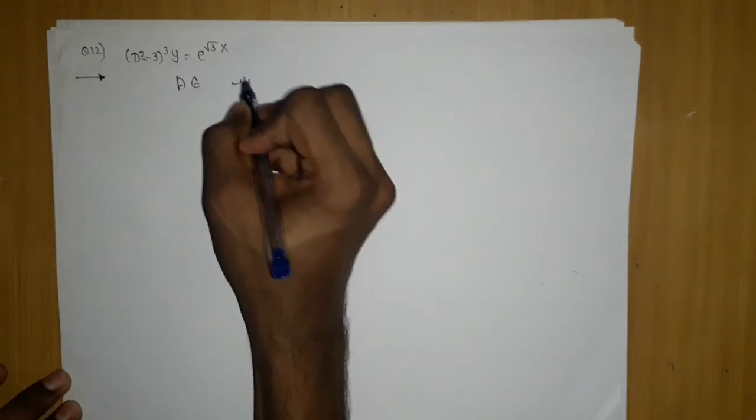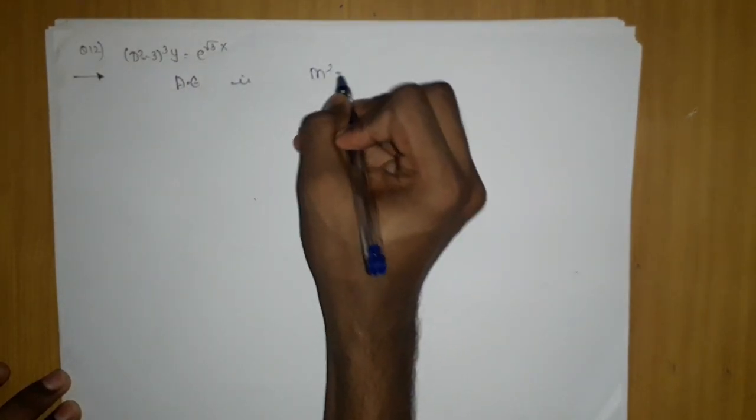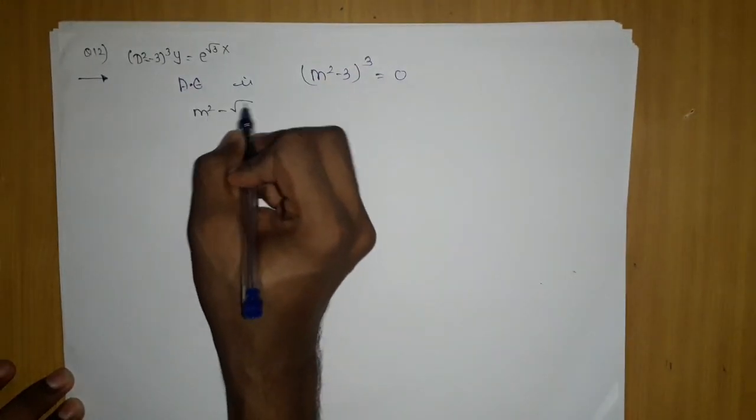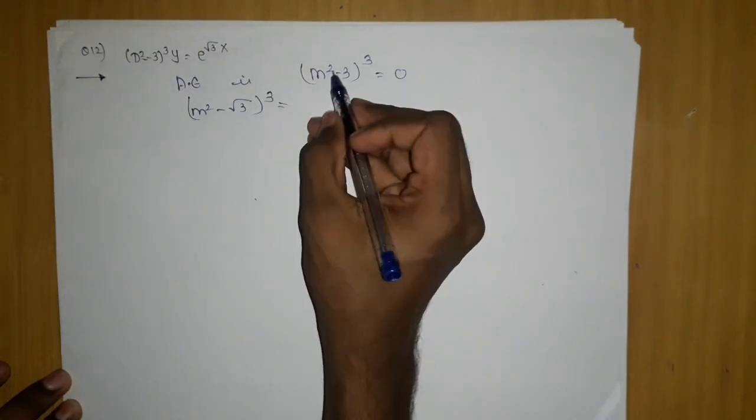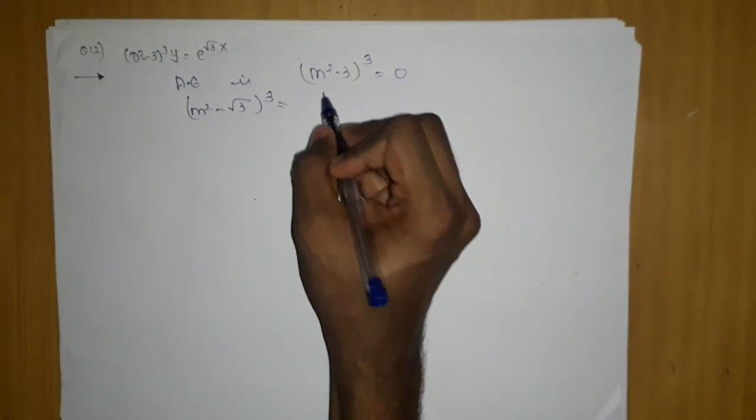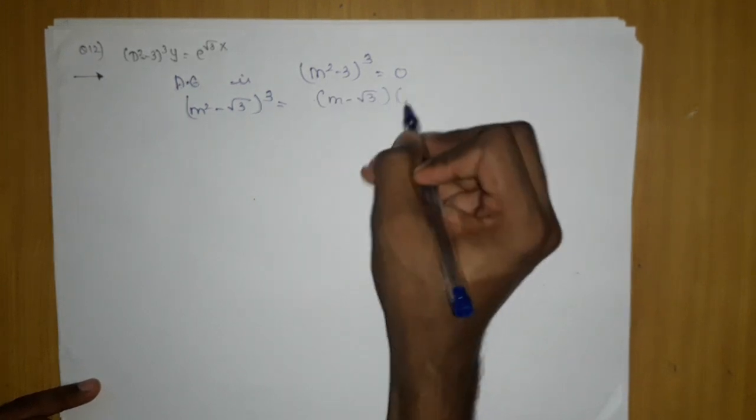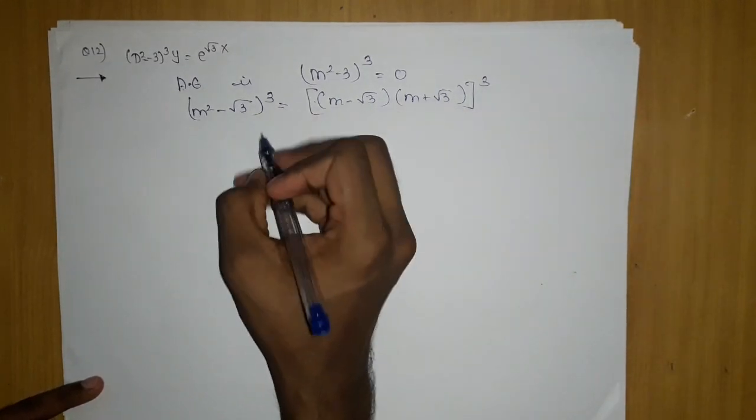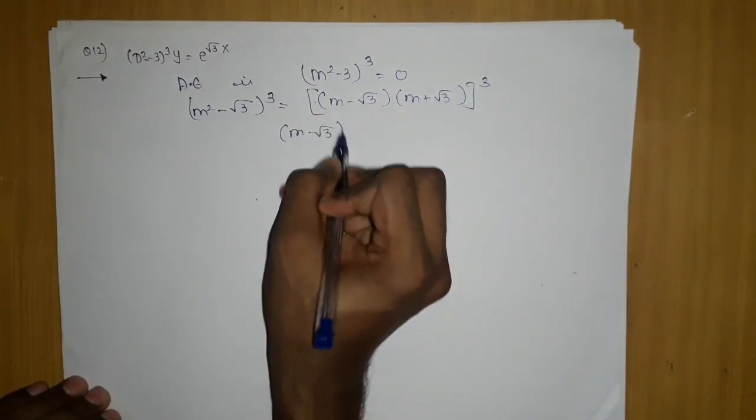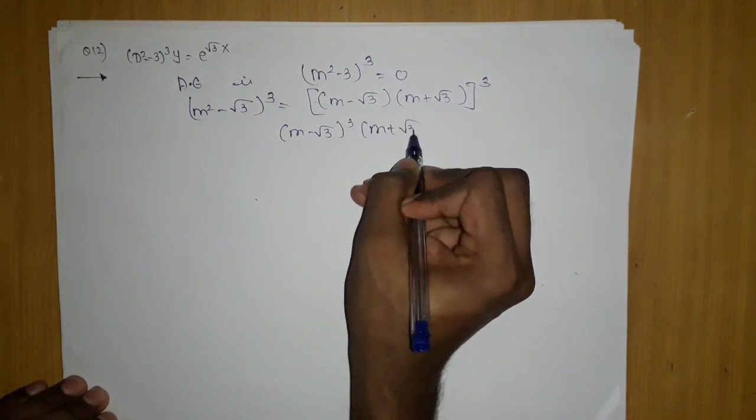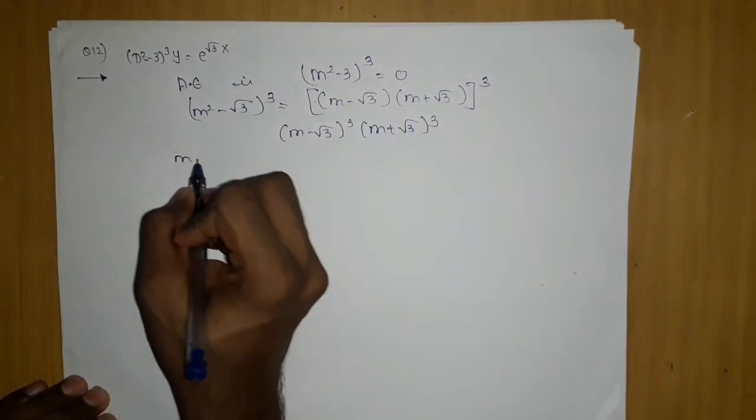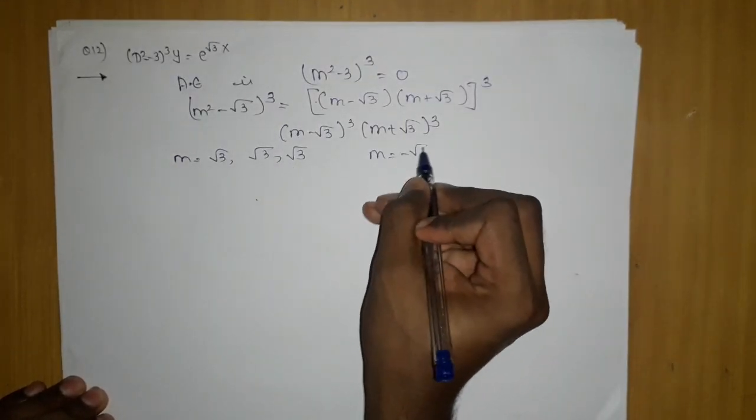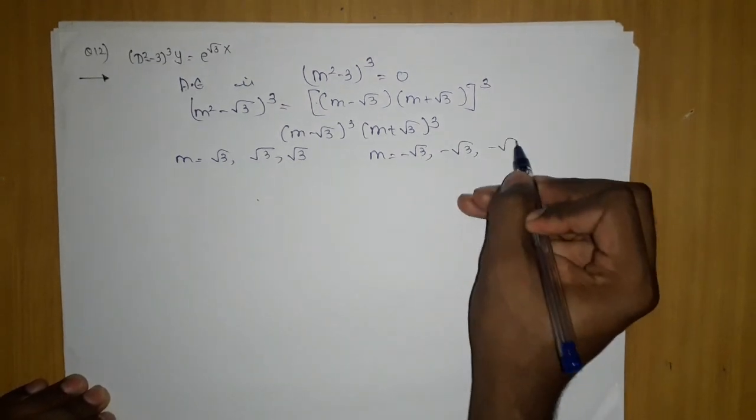So the auxiliary equation is (m square minus 3) the whole cube equal to 0. Now we can write m square minus root 3 the whole square, so it will break up into (m minus root 3) into (m plus root 3) the whole cube, which gives me (m minus root 3) the whole cube and (m plus root 3) the whole cube. So finally I will have m equals root 3, root 3, root 3 thrice, and m equals minus root 3, minus root 3, minus root 3 thrice.